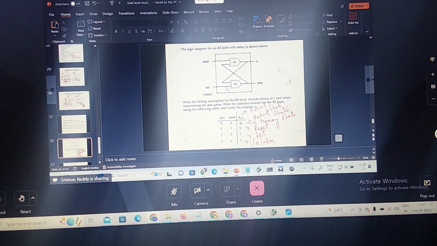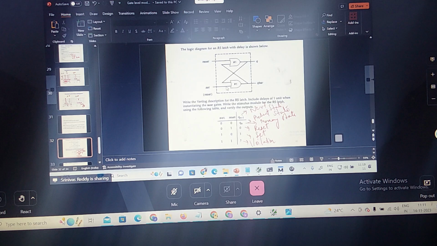Can you write a program for this? Write a design file for the RS latch, with the delay: hash 1 delay, covering rise delay, fall delay, and the turnoff delay. Also write a stimulus block and verify the result of this SR latch. So how to write a program for this? How to write gate level modeling for this?